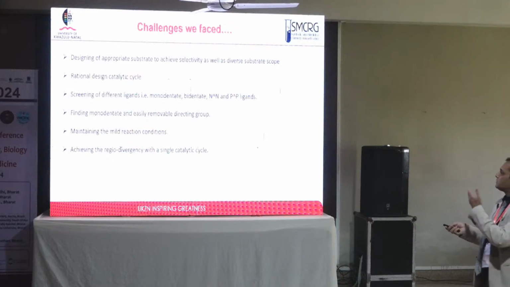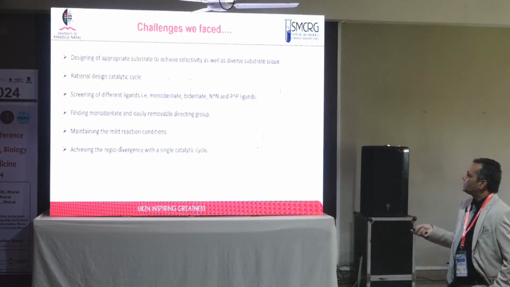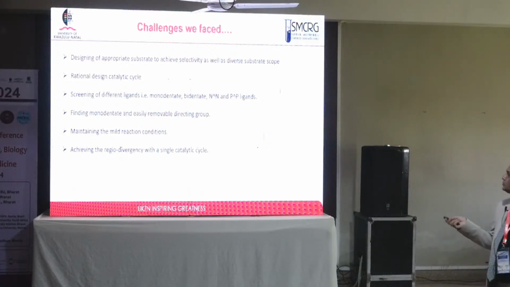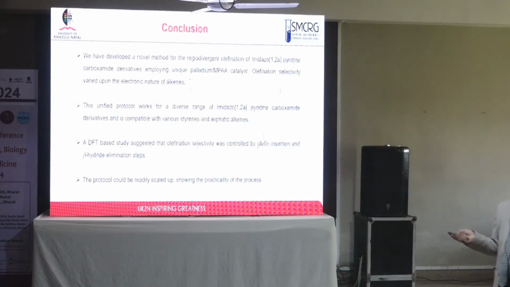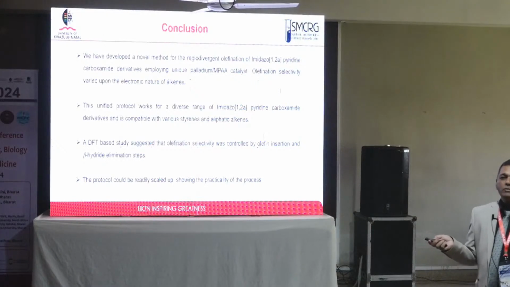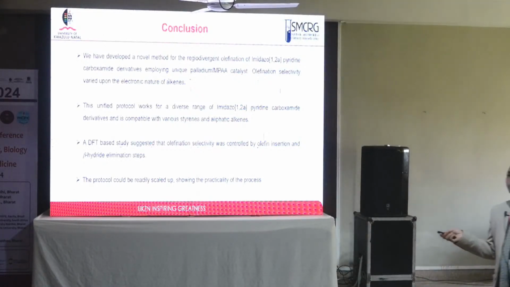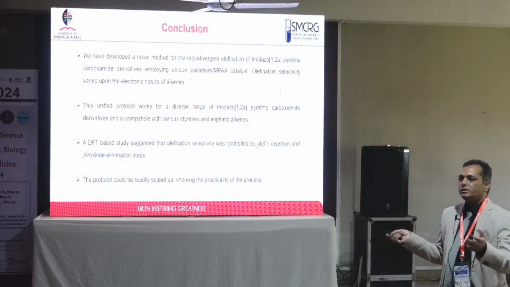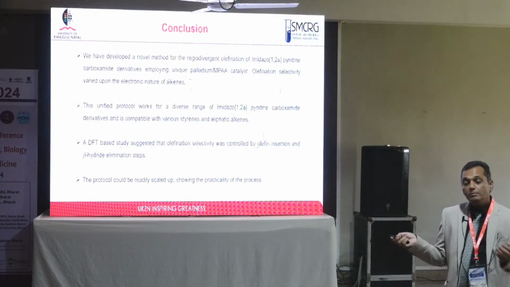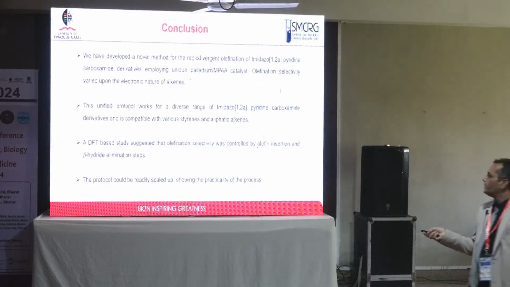The challenges we faced were maintaining mild reaction conditions and achieving regio-divergency with a single catalytic cycle. So in conclusion, this is one of the very well-known reported ways of olefination of unactivated alkenes in pyramid. Maybe this can also be applied in developing other scaffolds as well.